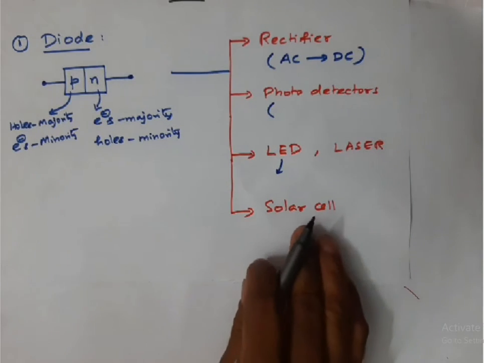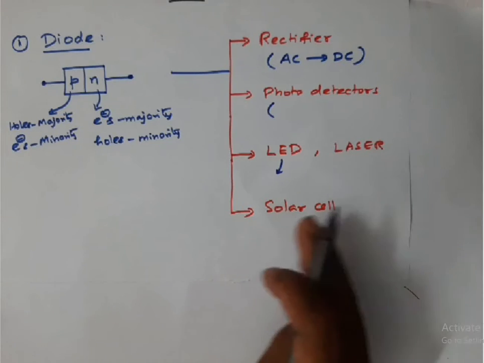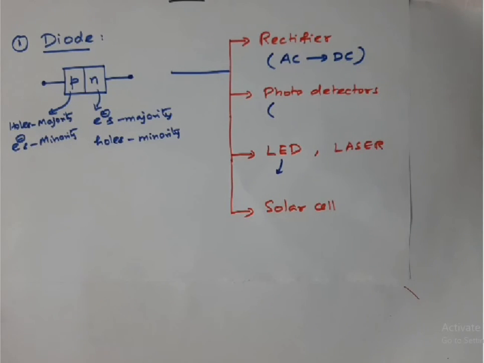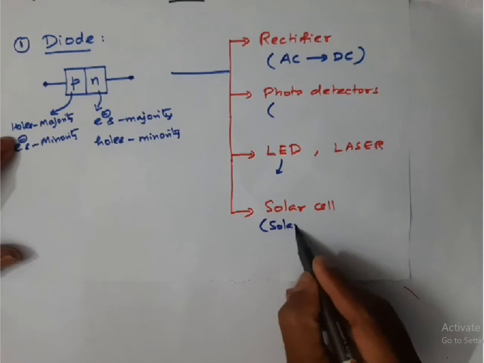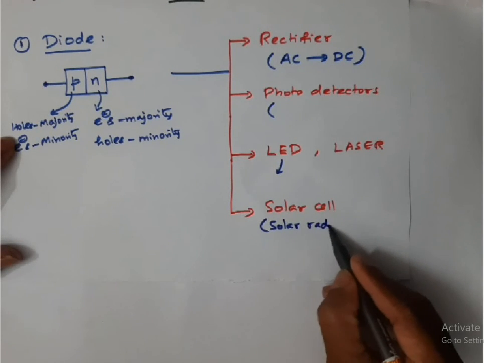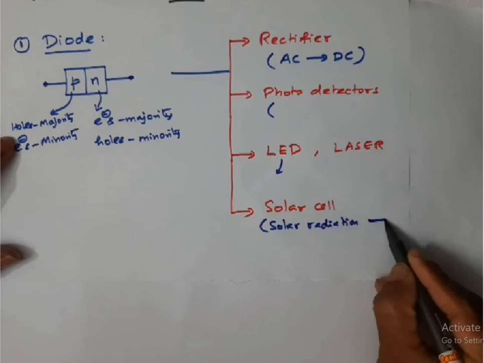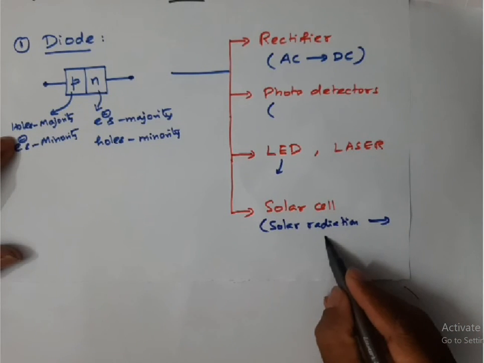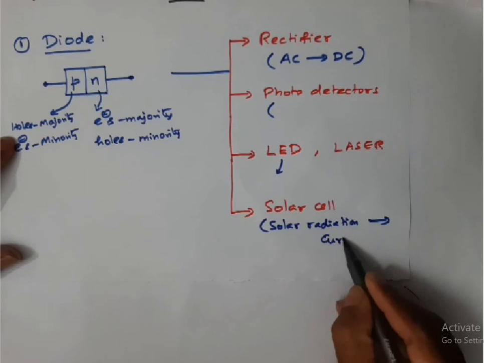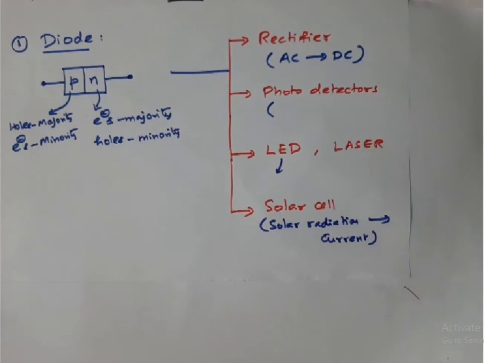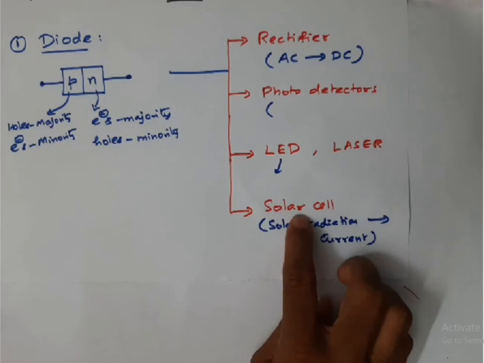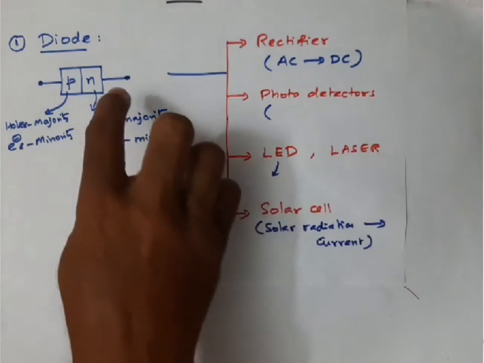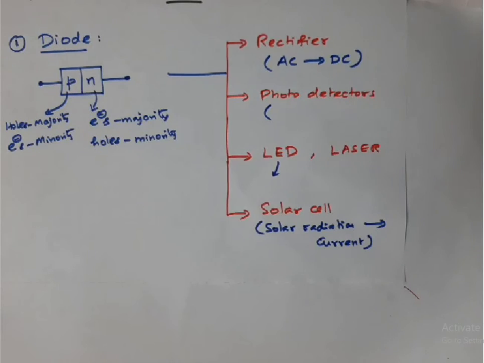Okay, the solar radiation is converted into electricity. Here we convert solar energy, or solar radiation, into current or electricity. We get current by converting the solar energy using a device called a solar cell. That solar cell device consists of diodes, basically diodes.